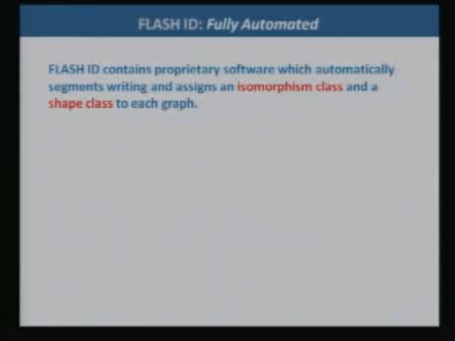Flash ID has proprietary software that in a totally automated way does all the things I just showed you. Segment, define the isomorphism class and the shape class of all of the segments, form the graphemes, and again make those assignments.